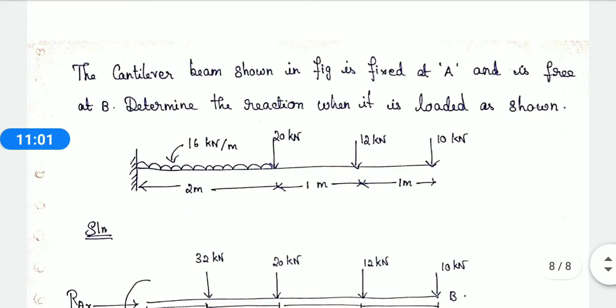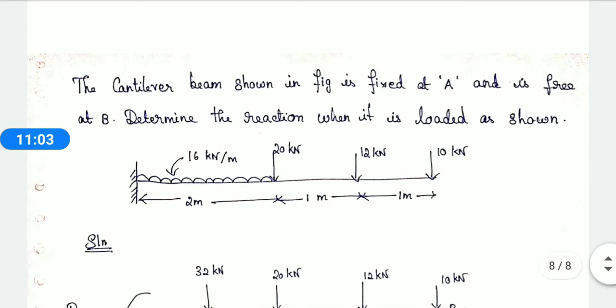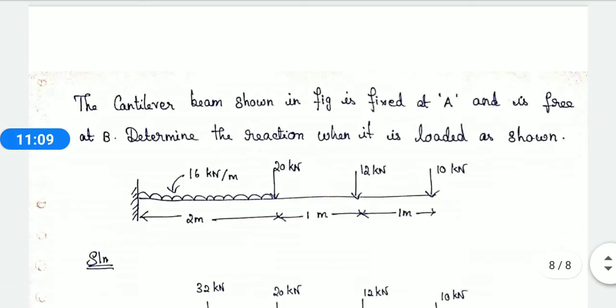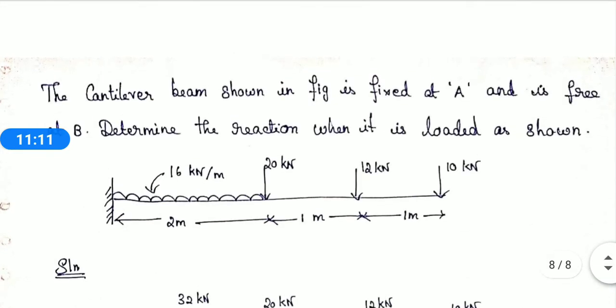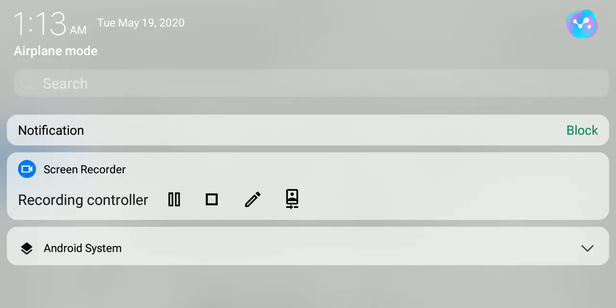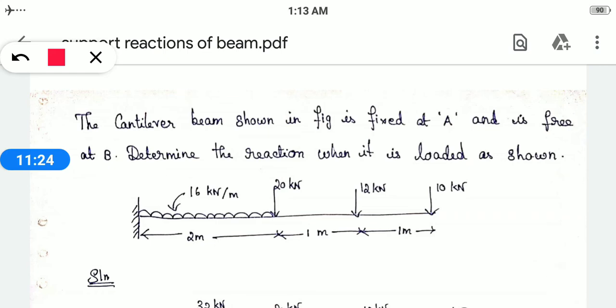This is one more problem. I hope you all know now how to calculate the reactions and how the reactions will act. When you see the question itself, you can analyze what is the type of question. They had asked us to determine the reaction when it is loaded like this. In the question they had not given any type of reactions.